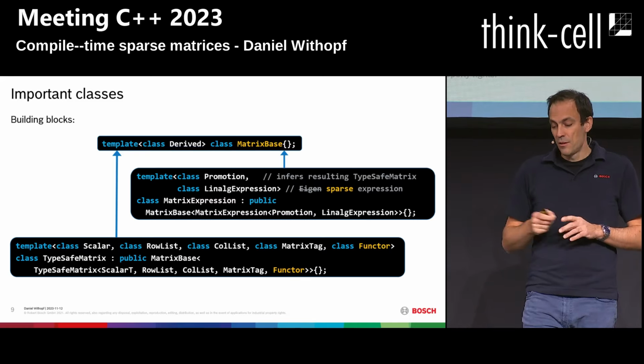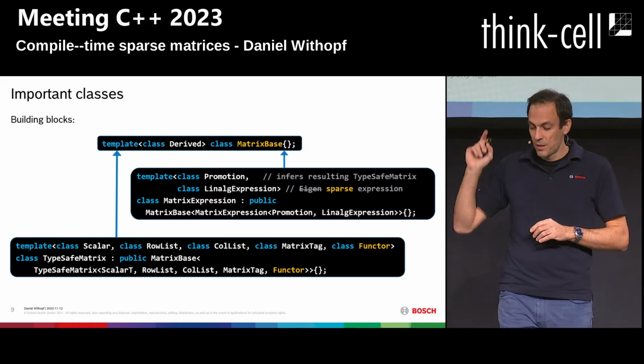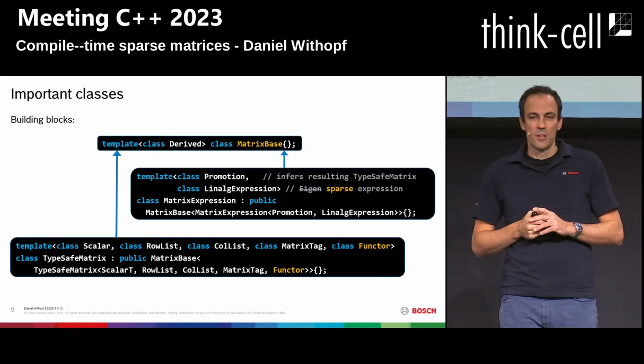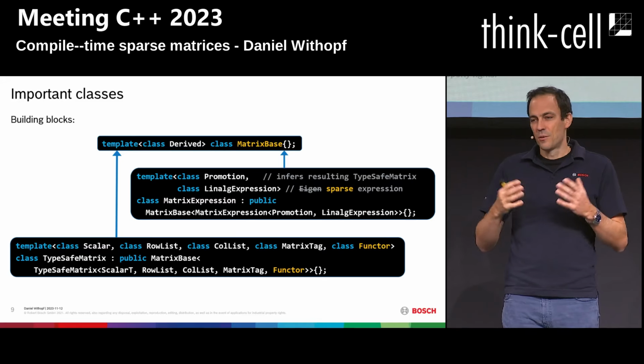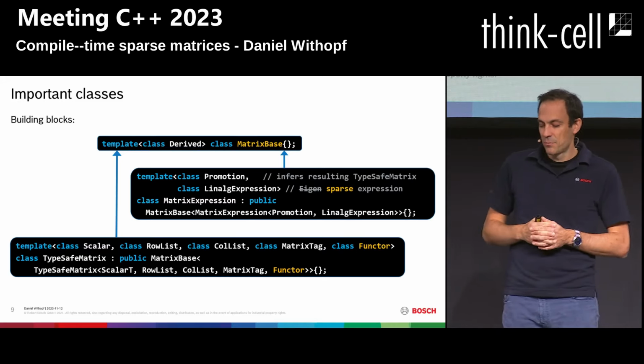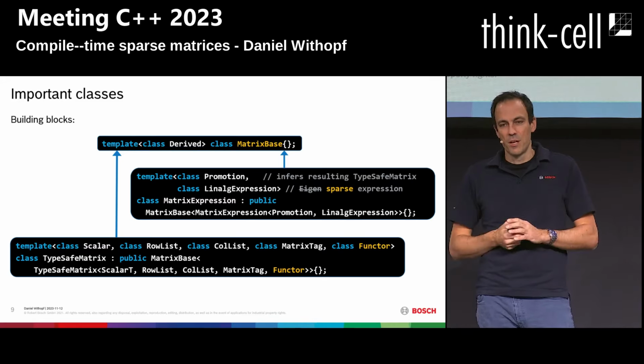And of course, we then also have to modify the linear algebra expression template argument of matrix expression, because Eigen doesn't offer support for compile-time sparse matrices, so we have to implement the operations ourselves for that.